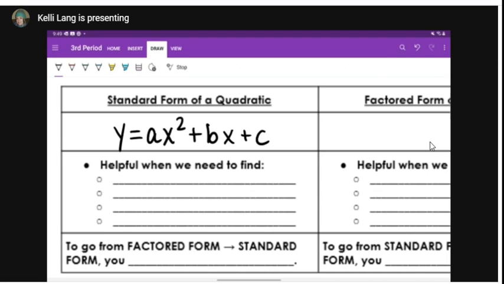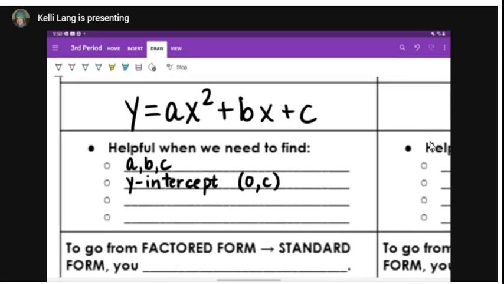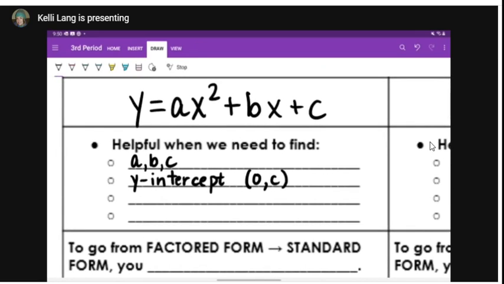The standard form of a quadratic is helpful when we need to find a, b, and c. A, b, and c will be numbers, but they are numbers that give us a lot of information about the quadratic. Specifically, we can gain information like the y-intercept. The y-intercept is always located at the point (0, c). So that's one way in which a, b, and c can help us understand our quadratic equation.